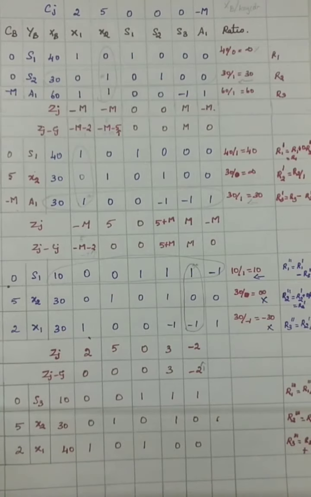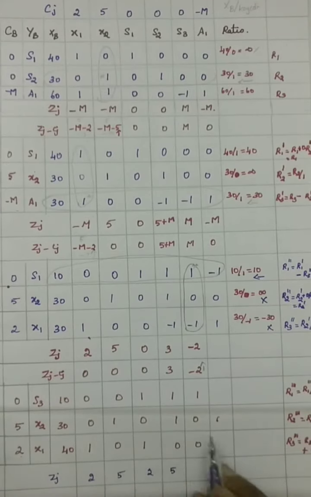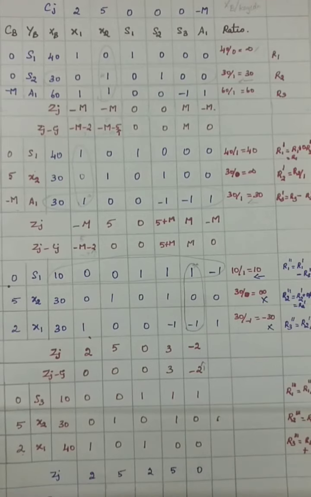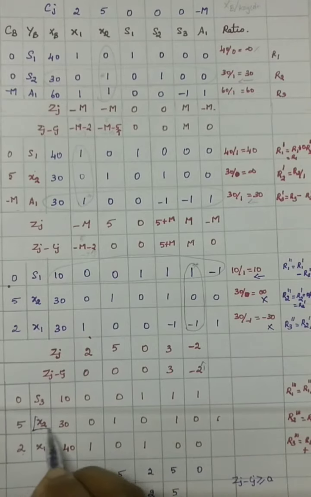Now we have to find the Zj value. In the Zj value we write this into this, this into this, this into this. So 5 into 1, 2 into 0, so this is 5. 5 into 0, 2 into 1, so 2. 5 into 1, because this value will be 0, so both the values will be 0, so this is 0. So the Zj minus Cj values are 2 minus 2 is 0, 5 minus 5 is 0, 2 minus 0 is 2, 5 minus 0 is 5. Here we get all non-negative values. So in the result you write Zj minus Cj is greater than or equal to 0, so the solution is optimal.